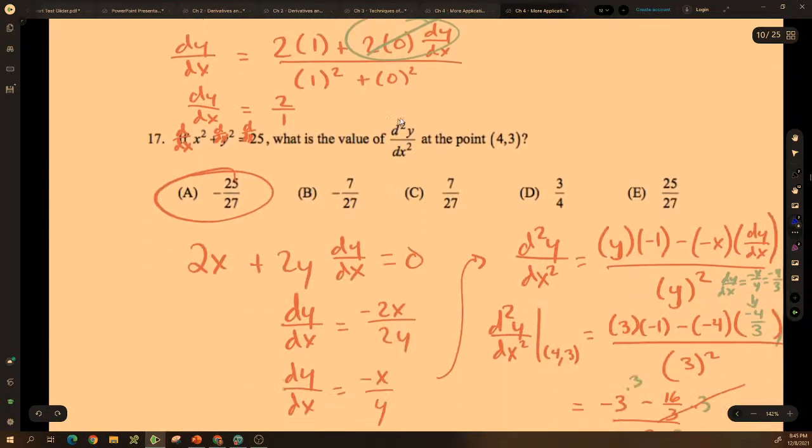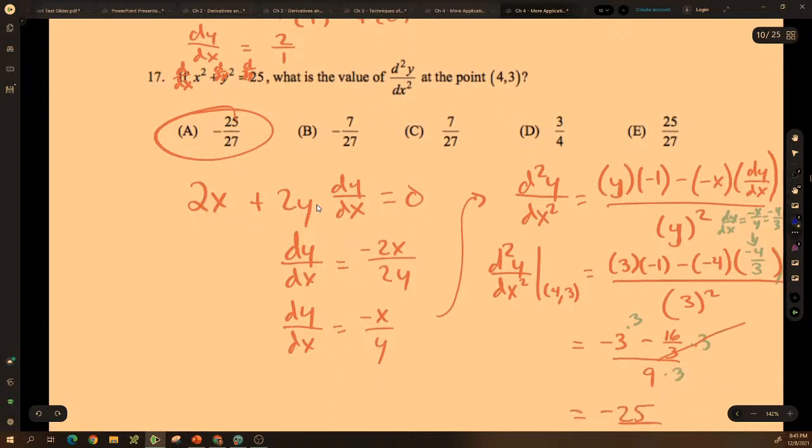17 is another implicit, but this time second derivative. Second derivative is a little bit harder. There's just an extra step. So the derivative is really easy here. The hard part is the second derivative. So derivative of x squared is 2x, plus derivative of y squared is 2y dy/dx, equals the derivative of 25, which is 0. Subtract 2x and then divide by 2y. We get dy/dx equals negative 2x over 2y. I did that all in one step. And we can cancel out the 2's. So we get dy/dx equals negative x over y.